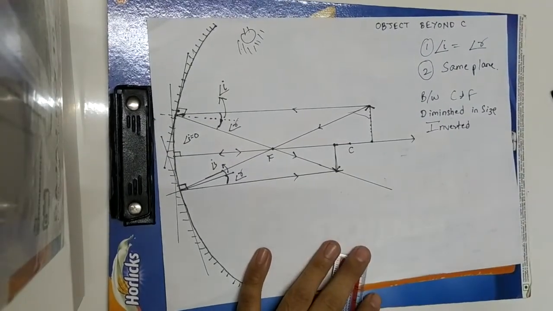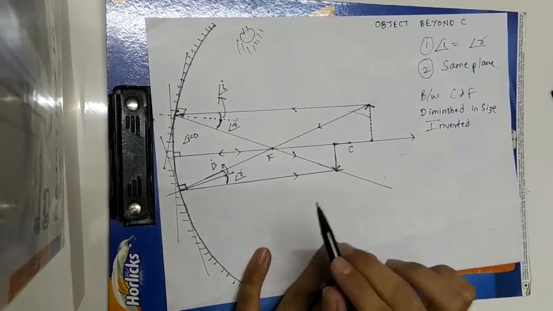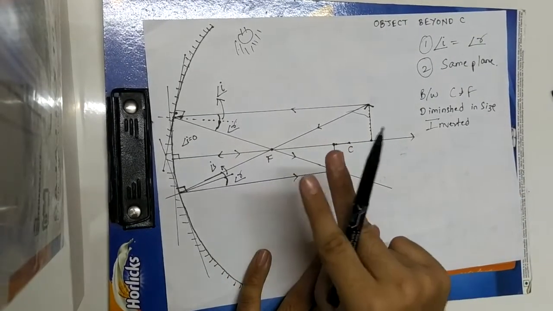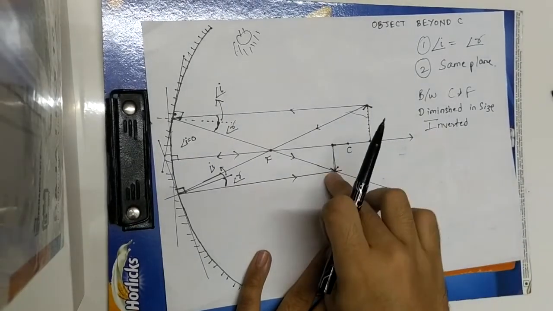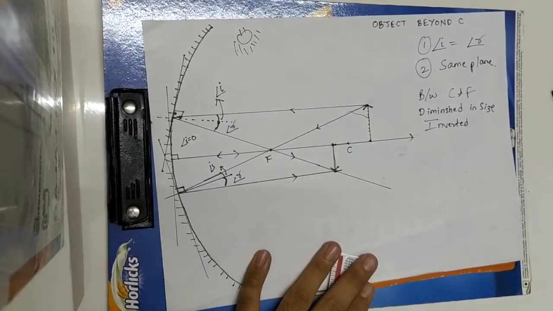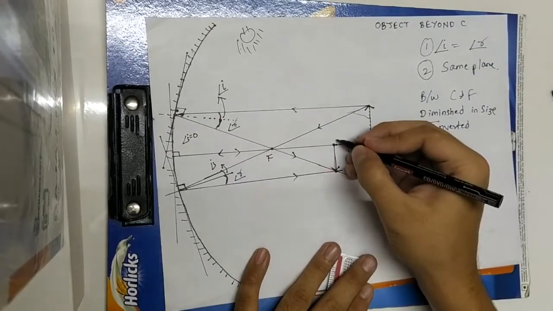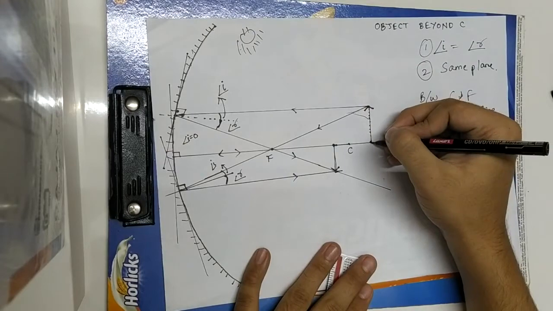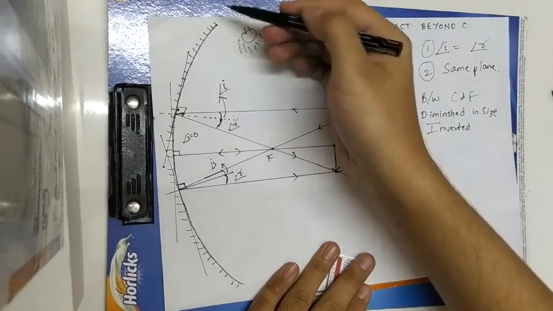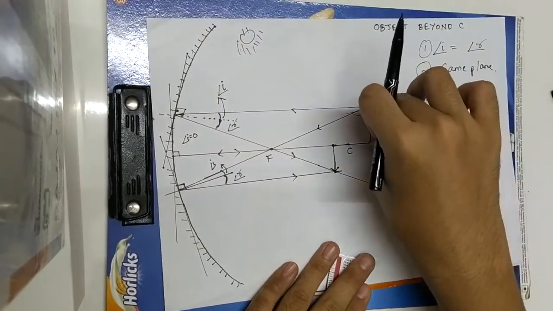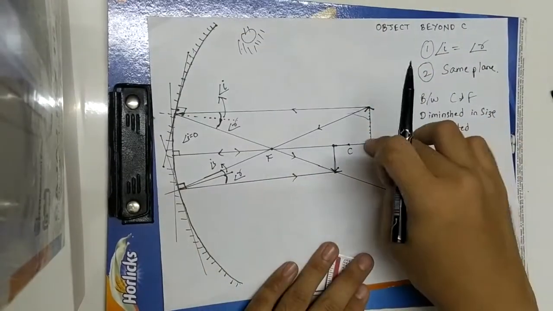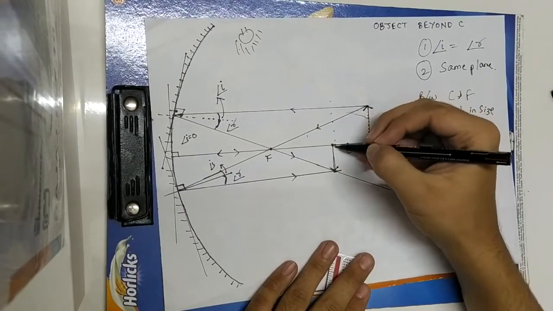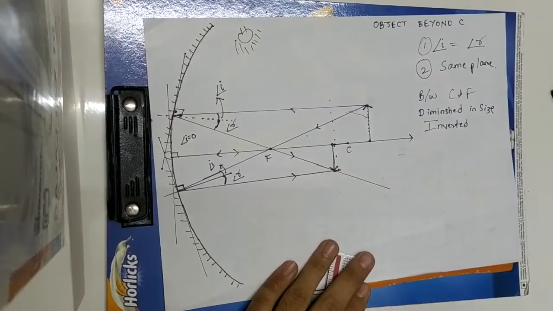Is it a real image or a virtual image? It is a real image, because it is formed by the intersection of 2 actual rays. It is not appearing to intersect, but it is actually intersecting. So it is a real image, which means if we take a pencil or something here, and there is a concave mirror like a spoon, and we place the pencil beyond the center of curvature of the spoon, then if we place a paper at this point like this, we should be able to see the image of the pencil.